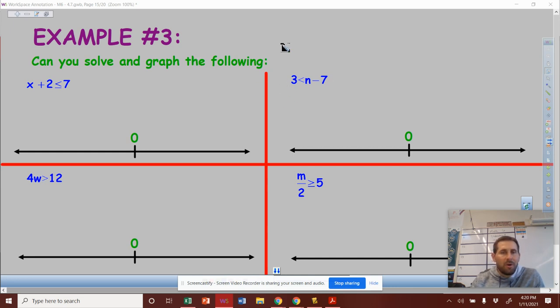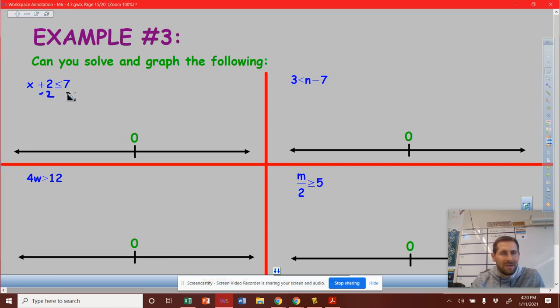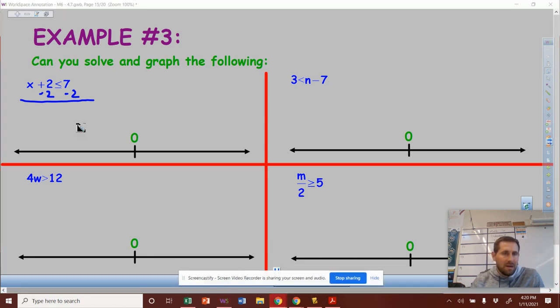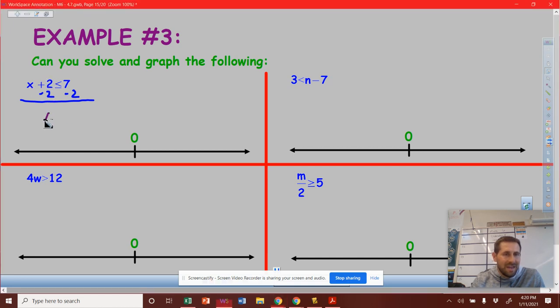So remember, our goal is always to try to get that variable by itself. Looking at this problem, you get x plus 2. What is bothering that variable? What we see is plus 2, so you're going to minus 2 here and minus 2 here. So when I minus that 2 from the 2, it goes away and I just get x by itself. And then I'm going to get less than or equal to 7 minus 2, which is 5.